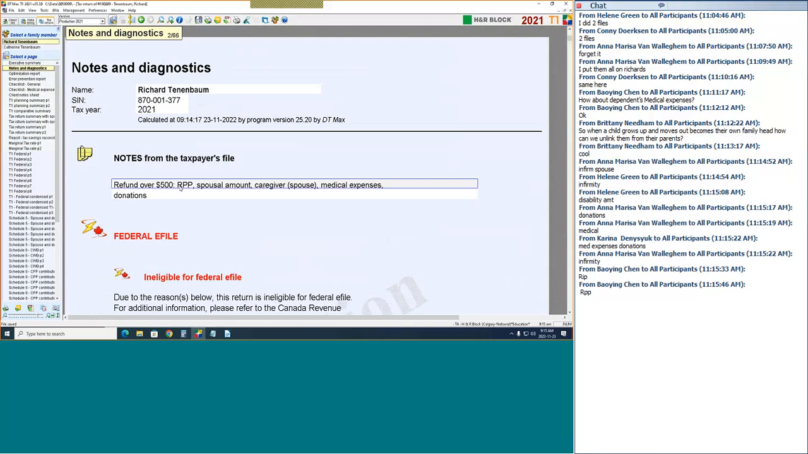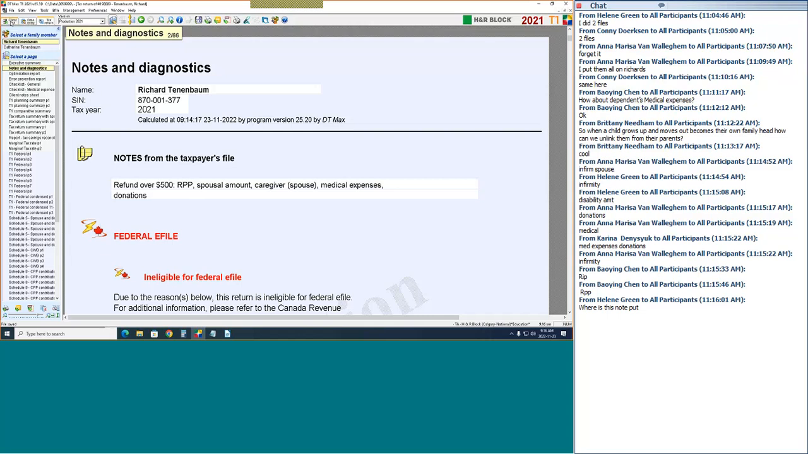For my notes, and again, this is just from being in an office for a long time and needing to be able to find the information quickly, I will say caregiver, whose caregiver, because you could have more than one caregiver amount. If they had a child with an infirmity, you would have two caregiver amounts, and then I would have to have two notes. Like caregiver for spouse, medical expenses, donations.